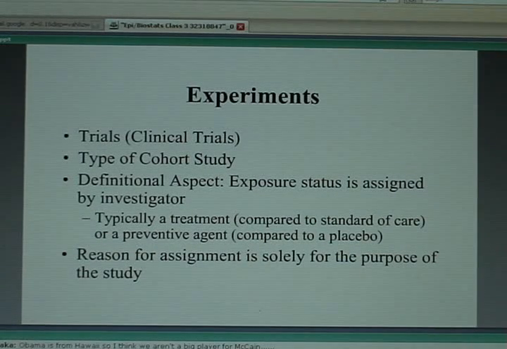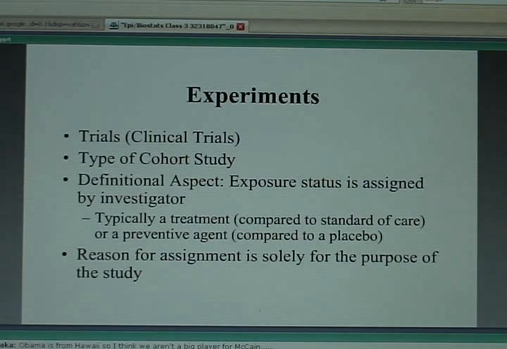Experiments are types of cohort studies, but they're special types of cohort studies. What differentiates an experiment from a non-experimental cohort study, usually we'll refer to those as observational cohort studies, is that the experiment has a certain feature that defines it to be an experiment. And the feature is that the exposure status is assigned to people. It's not something they choose themselves.